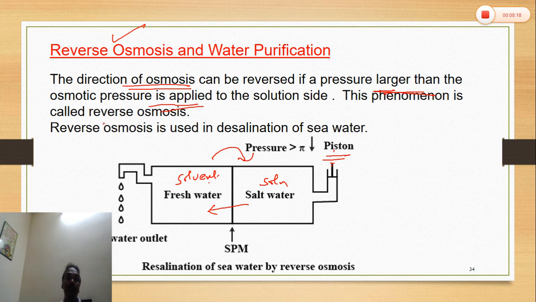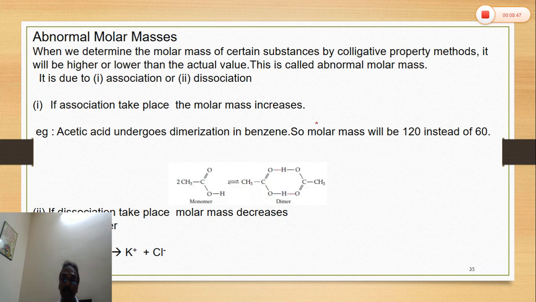Here, reverse osmosis is used in desalination of water. Desalination means this is seawater, this is fresh water. From seawater, the pure water flows in this direction. This is desalination. So the application of reverse osmosis is desalination of seawater. From seawater, pure water can be separated by this reverse osmosis.